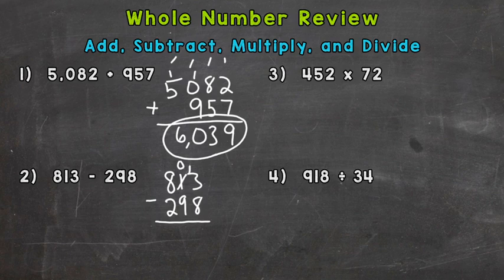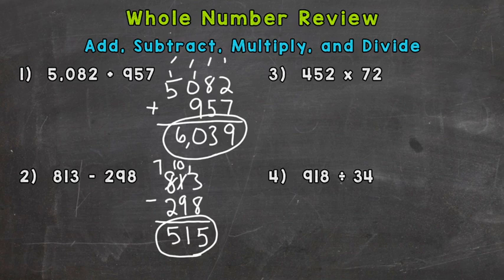So 13 minus 8 is 5. I cannot do 0 minus 9, so I need to borrow from the 8. The 8 is now a 7. And that 0 is a 10. 10 minus 9 is 1. Now 7 minus 2 will wrap the problem up and give us 5. So our difference, or solution to that subtraction problem, is 515.